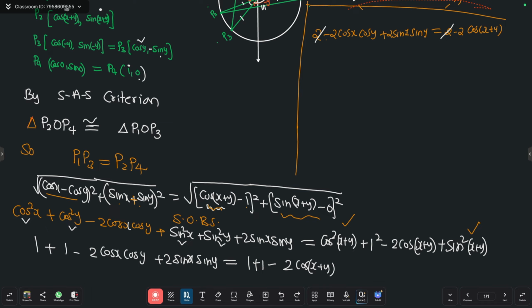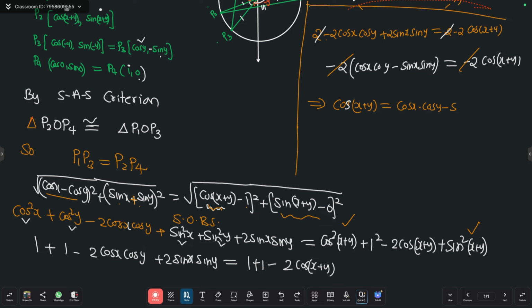Then this 2 cancels with this 2, correct, and from the left hand side we can take minus 2 common. When minus 2 is common, inside is cos x cos y minus sin x sin y, and this side minus 2 cos of x plus y. So next step, minus 2 and minus 2 cancel. What is remaining? It implies that cos of x plus y equals cos x cos y minus sin x sin y. Okay, this was the proof which we wanted. Done, so this is proved.